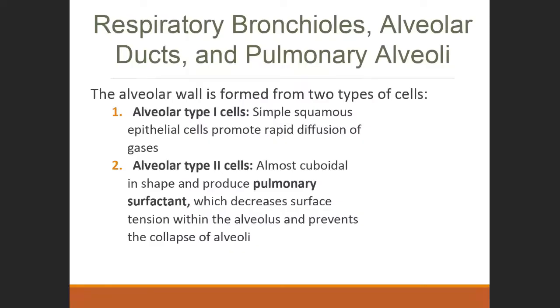And we actually have two types of cells associated with the alveoli. We had type 1 alveolar cells. Now these are going to be the ones where gases go through. Simple squamous epithelial tissue, broad, flat, thin, and ideal for transport of gases at a high rate of speed.